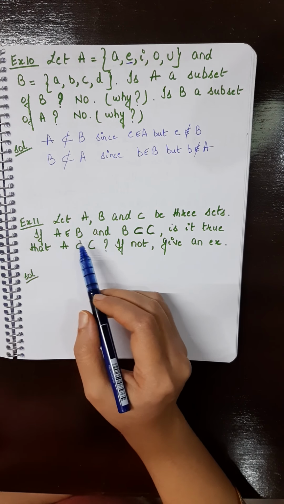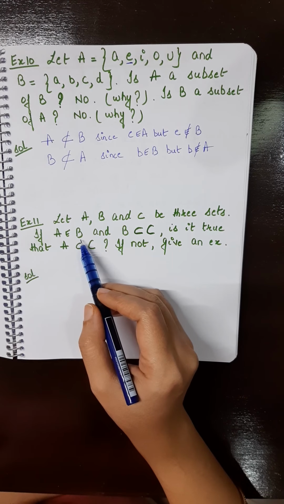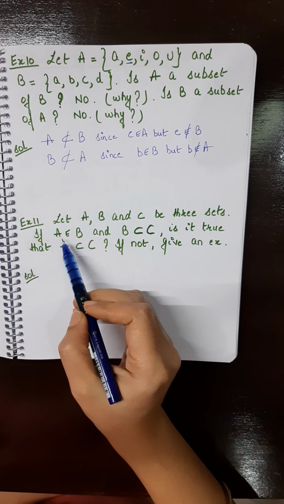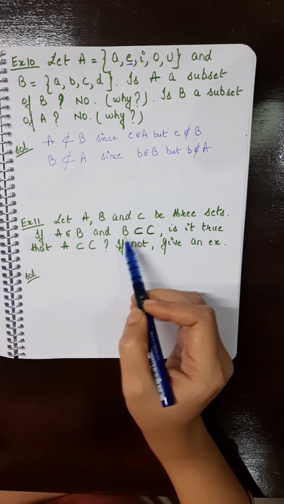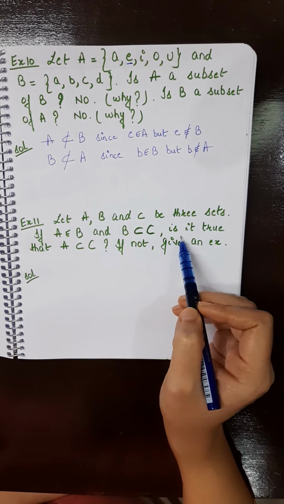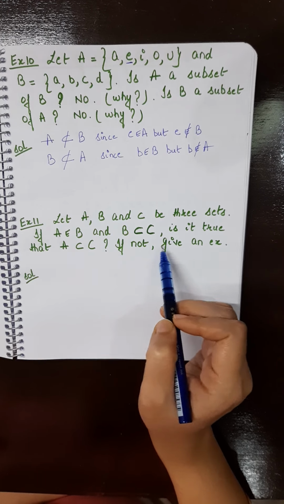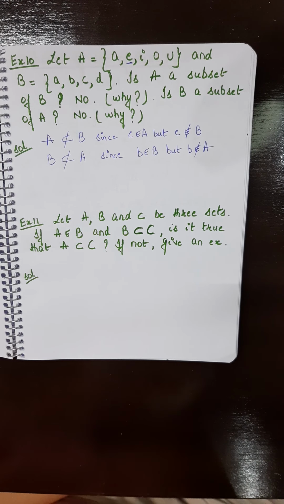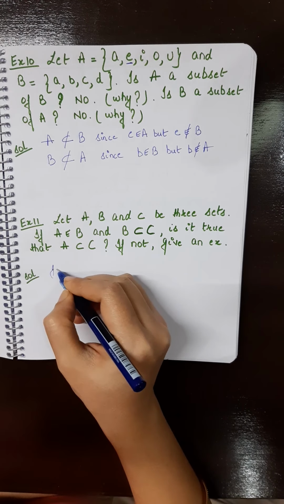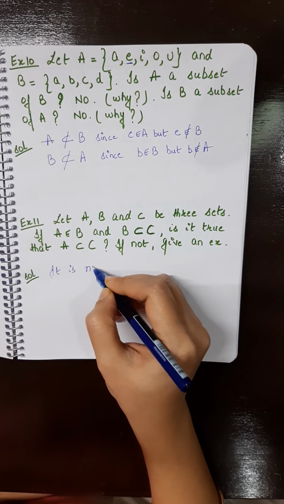Next example. Let A, B and C be three sets. If A belongs to B, now see, A is a set here, and A belongs to B and B is a subset of C. Is it true that A is a subset of C? If not, give an example. Now first let me give you the answer. First of all, it is not true.